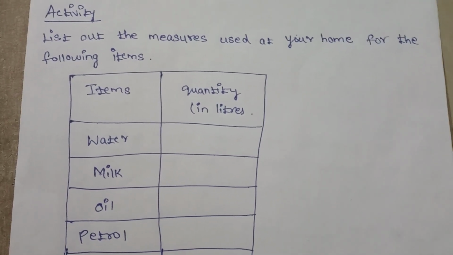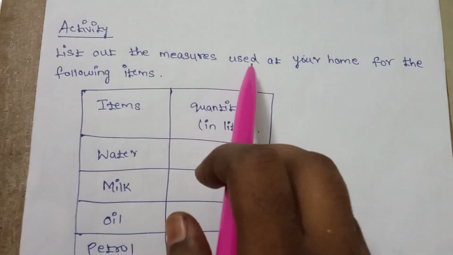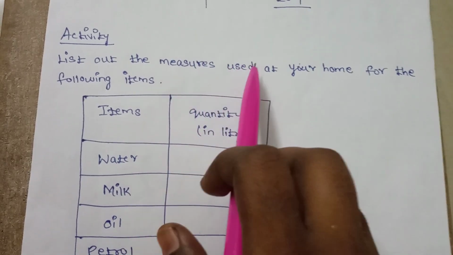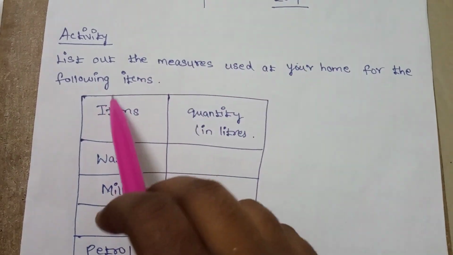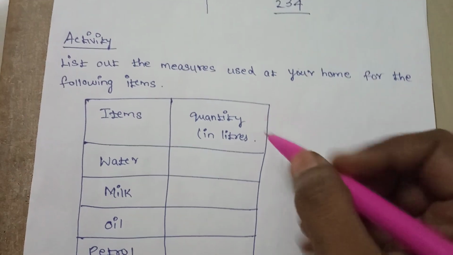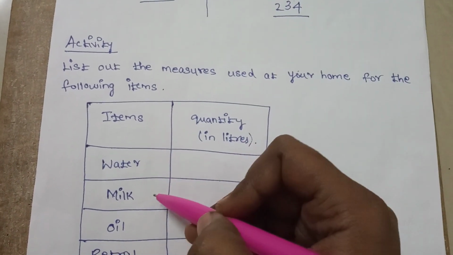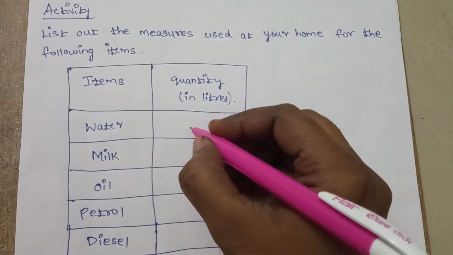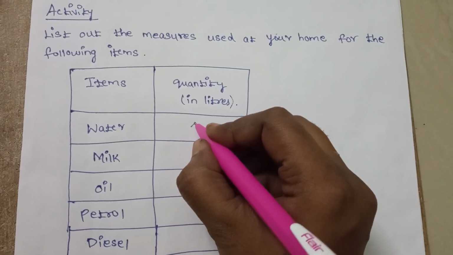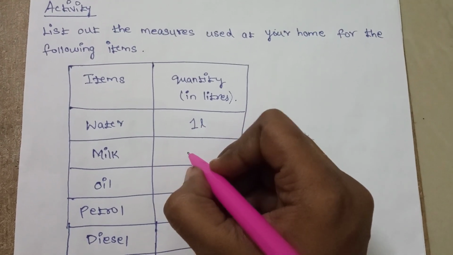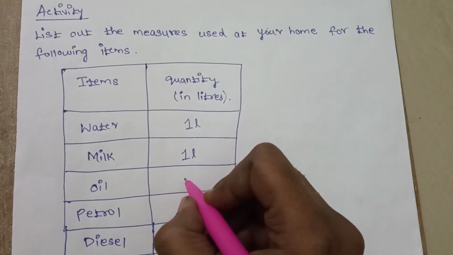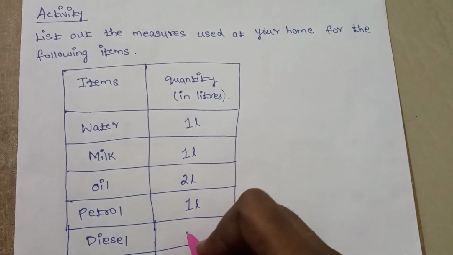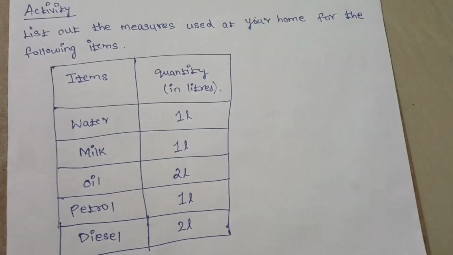Let us see the activity. List out the measures used at your home for the following items. Items, quantity in liters: water, milk, oil, petrol and diesel. So water we measure in 1 liter. Milk we measure in 1 liter. Oil we will measure in 2 liters, petrol in 1 liter, and diesel in 2 liters.